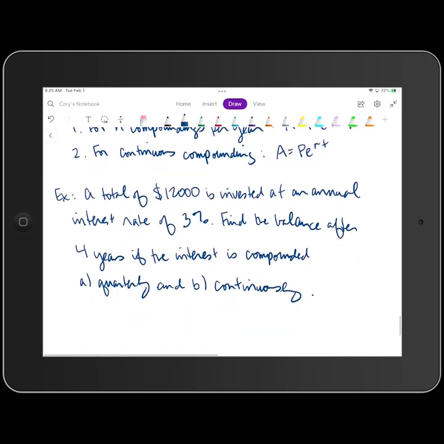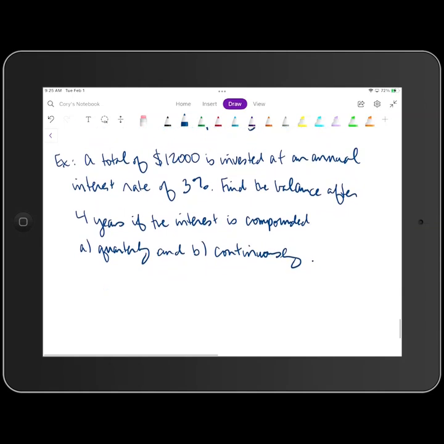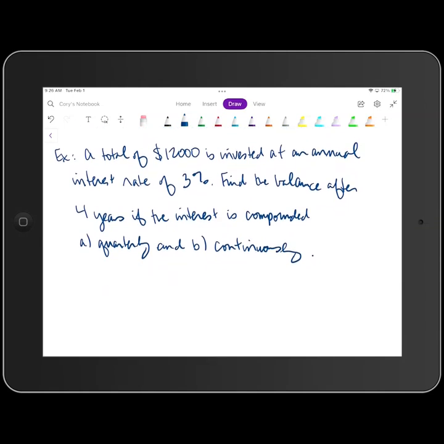Okay, so you guys are going to need your calculator for this. It's just one example here with these compound interest formulas. So directions here say that a total of $12,000 is invested at an annual interest rate of 3%. And then we're asked to find the balance after 4 years if the interest is compounded in part A quarterly and in part B continuously.